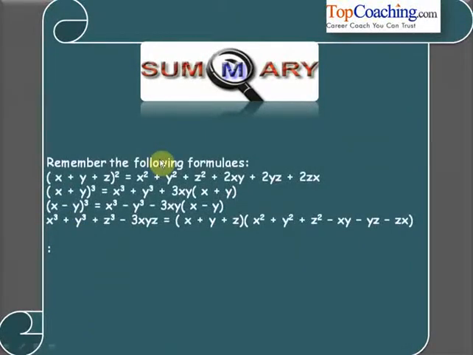Now some of the very important formulas or identities are (x + y + z)² = x² + y² + z² + 2xy + 2yz + 2zx. (x + y)³ = x³ + y³ + 3xy(x + y). (x - y)³ would be equal to x³ - y³ - 3xy(x - y), and x³ + y³ + z³ - 3xyz would be equal to (x + y + z)(x² + y² + z² - xy - yz - zx). So these are some of the very important algebraic identities.